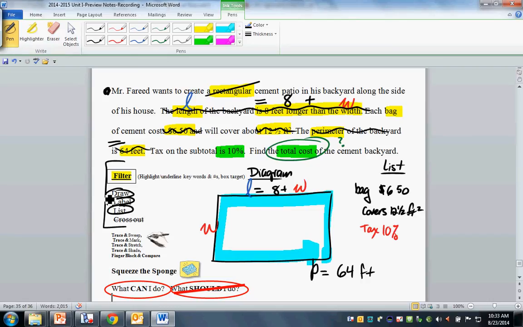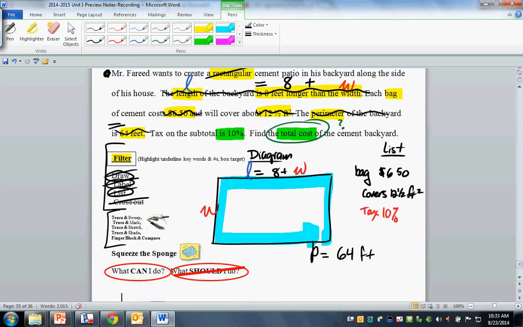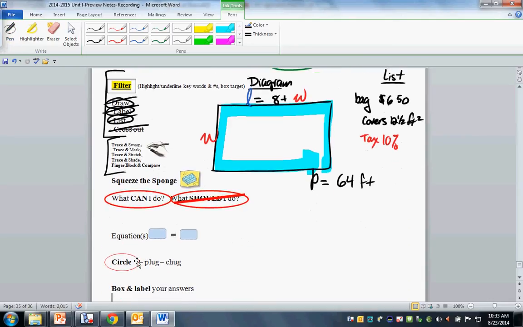Okay, that's called draw, label, list, cross out. Now, learn to physically interact with the diagram. I'm going to show you that right now. We have all our information there, so our goal is cost.